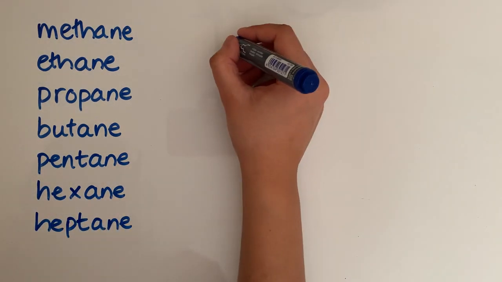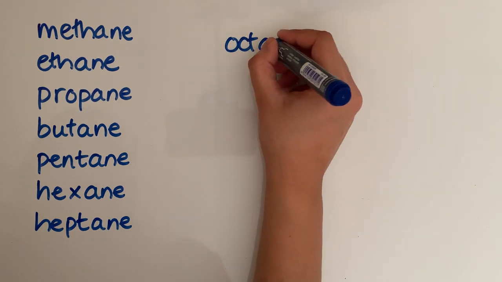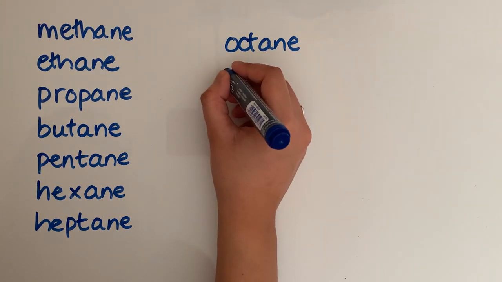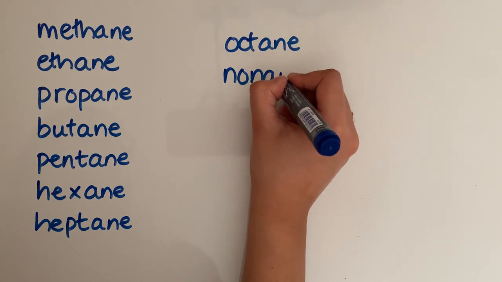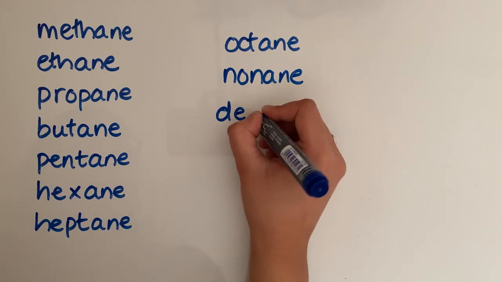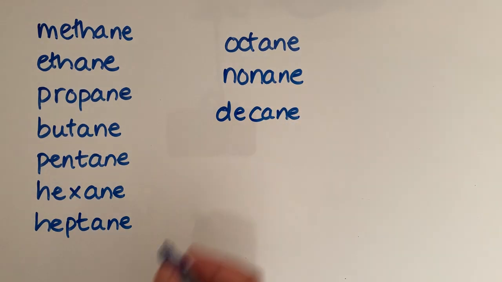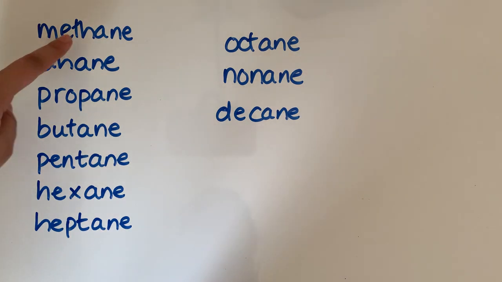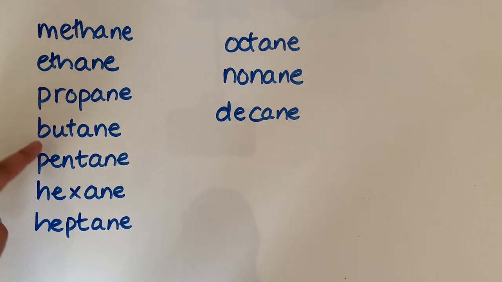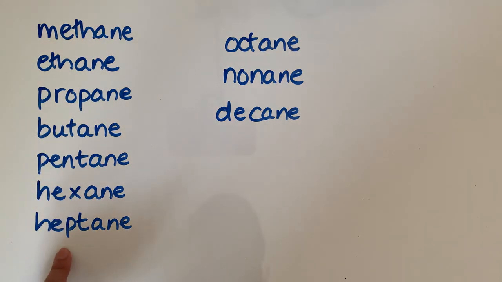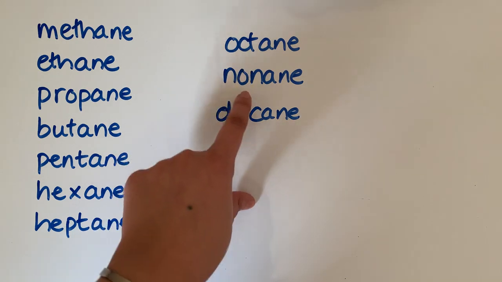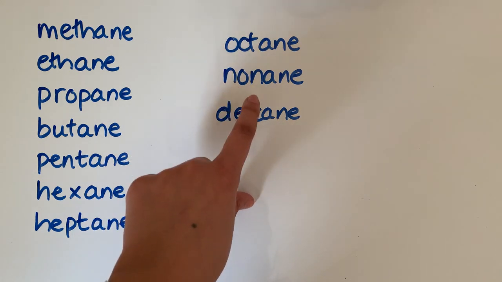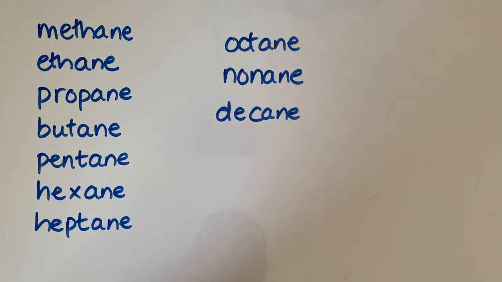gonna run out of space, 8 is octane, 9 is nonane, and 10 is decane. And you don't need to go beyond 10, okay? You can only be tested up to 10. So you need to be aware, 1 carbon is meth, 2 is eth, 3 is prop, 4 is but, 5 is pent, 6 is hex, 7 is hept, 8 is oct, 9 is non, and 10 is dec.